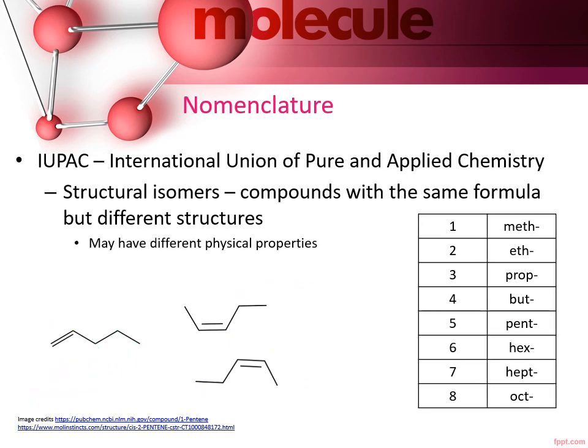All right, so these compounds that I just mentioned, 1-pentene and our 2-pentenes, these are known as structural isomers. They have the same formula.